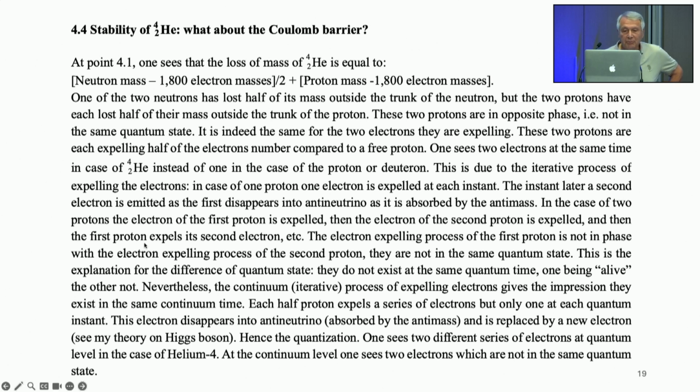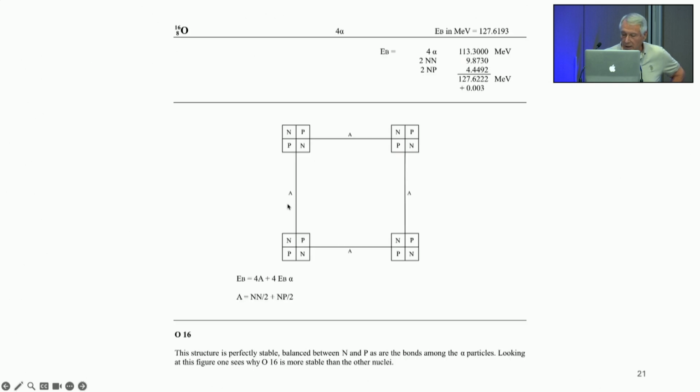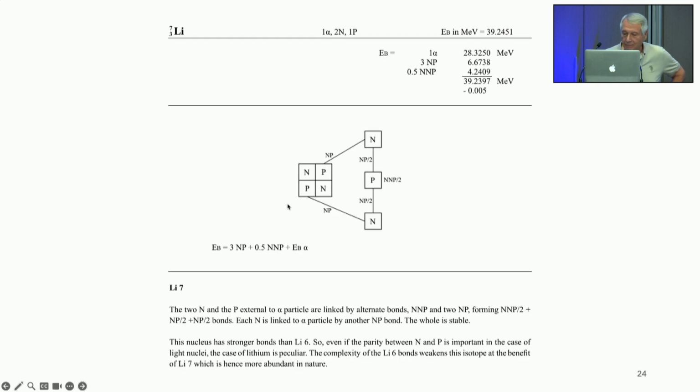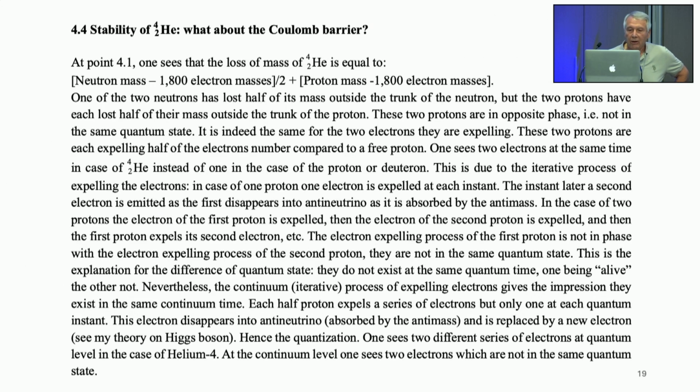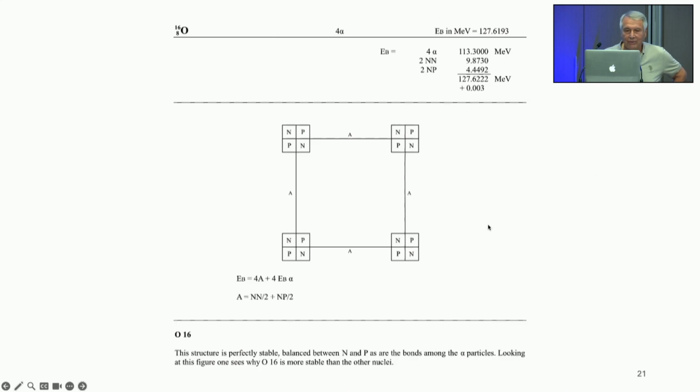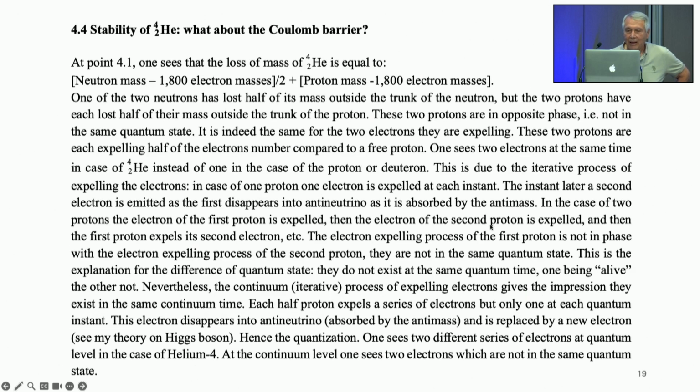So now the explanation will be a little bit difficult, because I have to call again on my explanation of the Higgs boson. The point is the following: in case of 2 protons, the first proton expels.